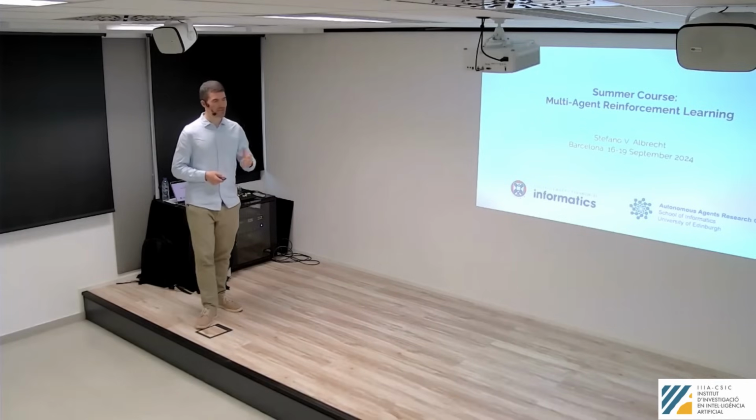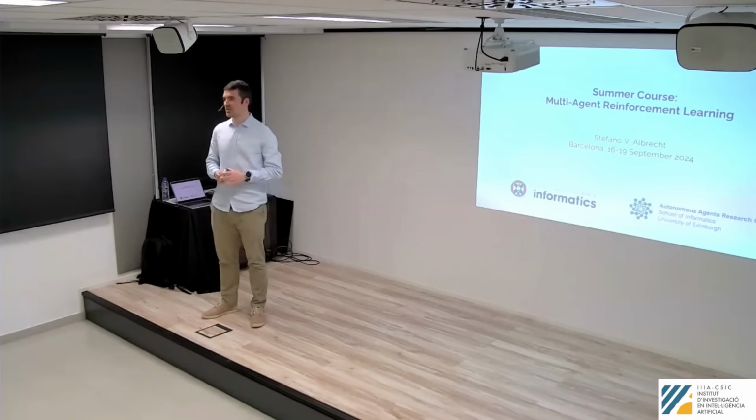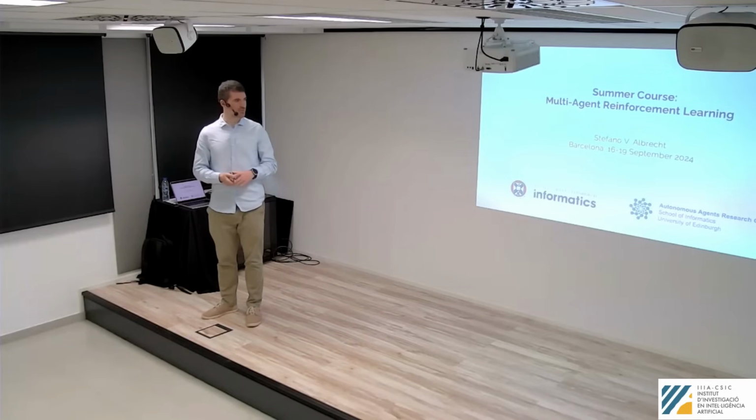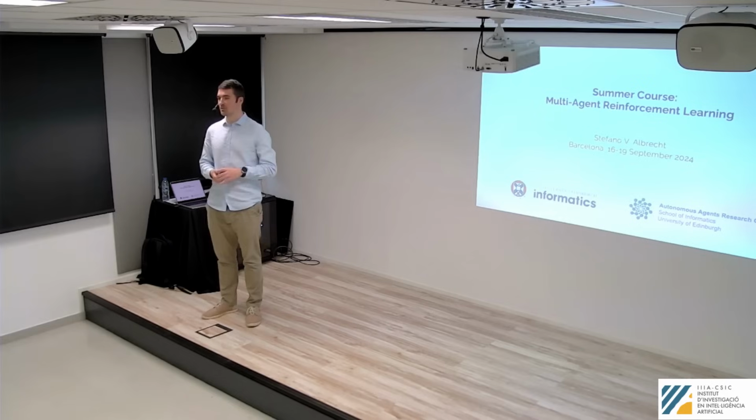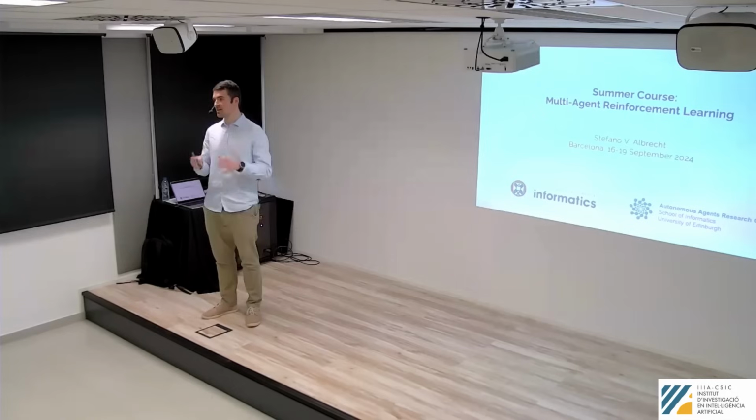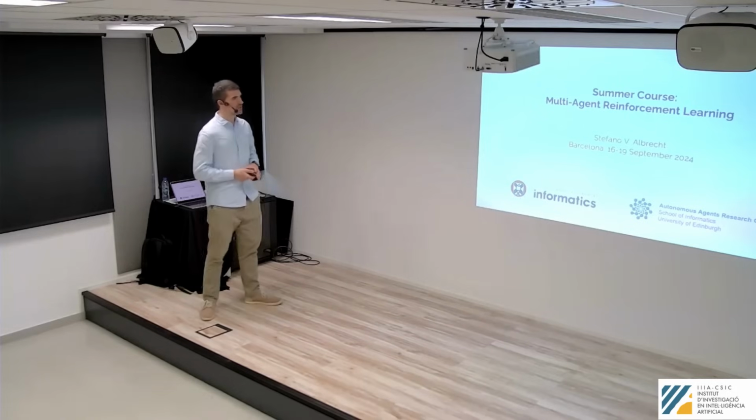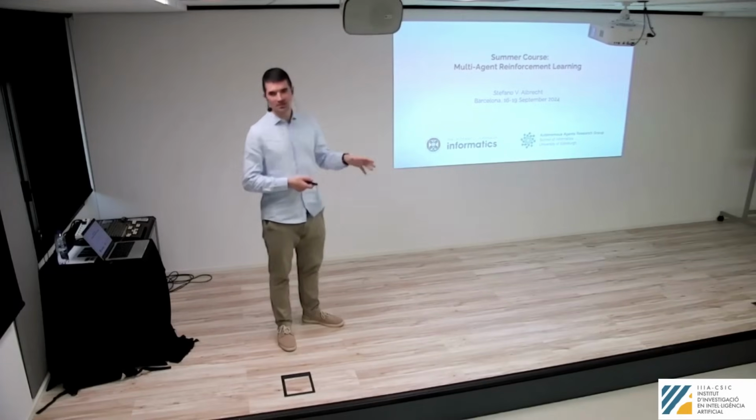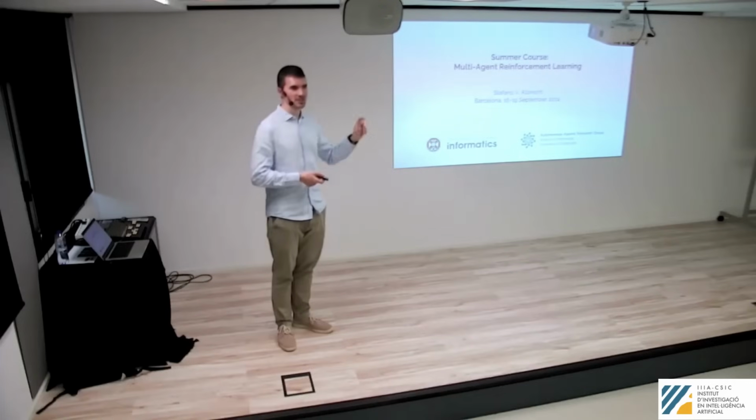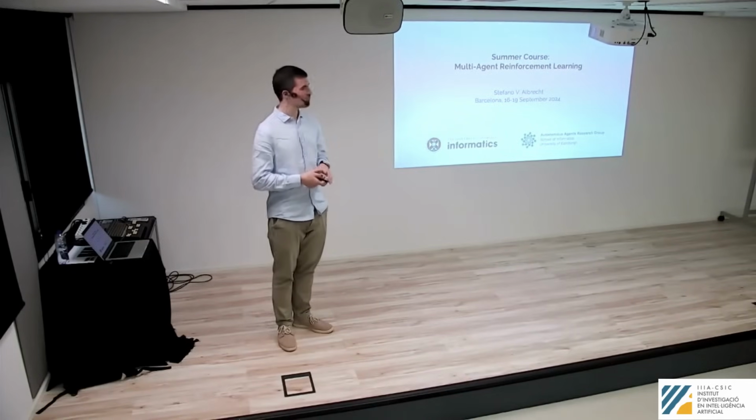So my name is Stefano Albrecht. I'm an associate professor at the University of Edinburgh in the School of Informatics. And I'm very happy to be here to teach you a little bit about multi-agent reinforcement learning, which is a really hot topic in AI and machine learning and something that we have worked on a lot. So I'm first going to spend just a few minutes to introduce the course, to give you some background information, and then we're going to switch gears and get into the slides for the course.